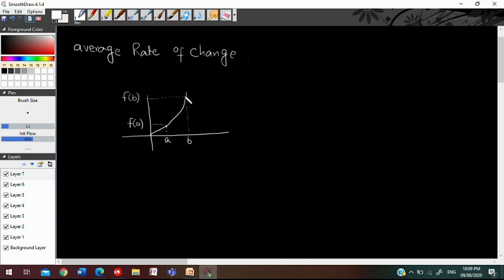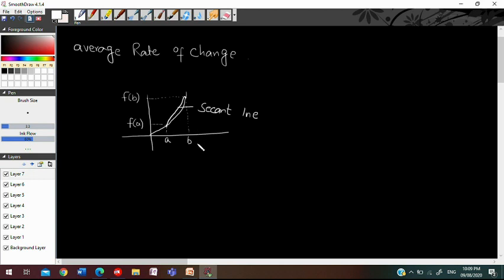So what you will do is draw a line between these 2 points. This is not a straight line, so I will try it again. Okay, this is a secant line. This line is known as the secant line. And what are you going to do here? You are going to find the distance between these 2 points.